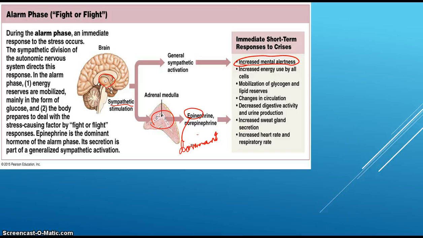One of the effects of this phase is that glucose is going to be mobilized. Brain tissue is very dependent upon glucose for energy. One of the requirements for the alarm phase is to have increased mental alertness.